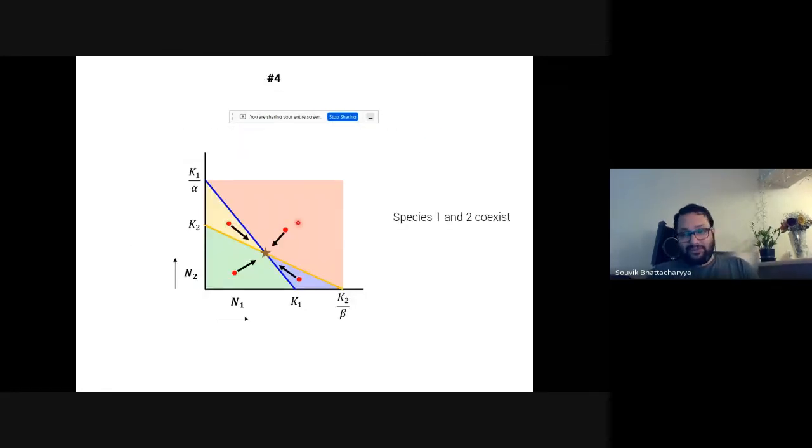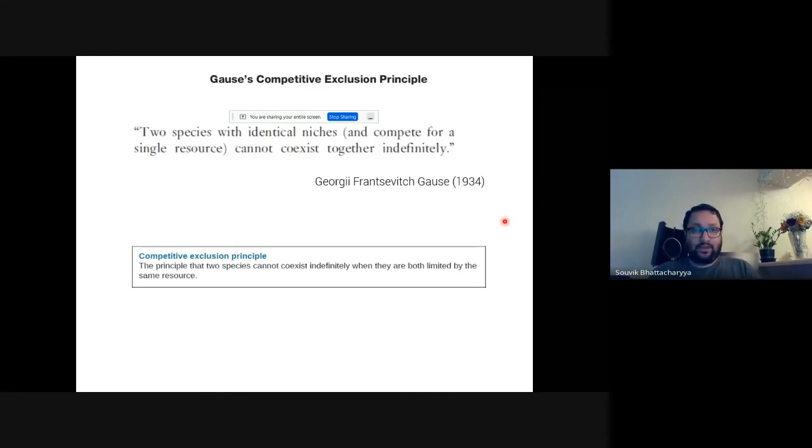But there is a problem with this coexistence idea. Later on, Georgii Gause actually proposed this hypothesis: two species with identical niche cannot coexist together indefinitely.